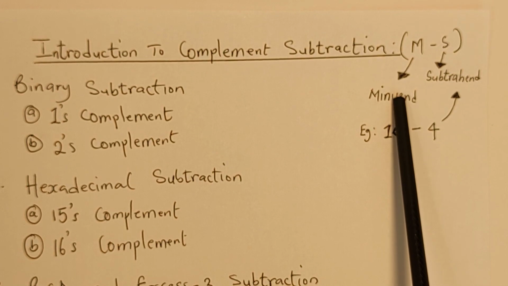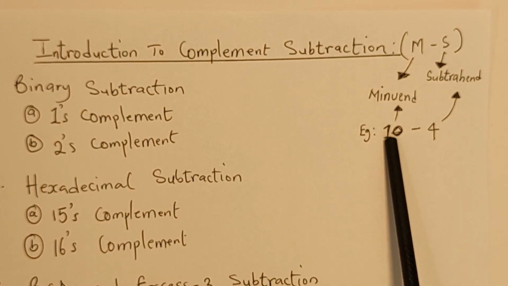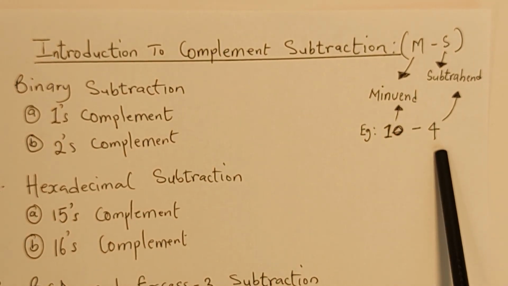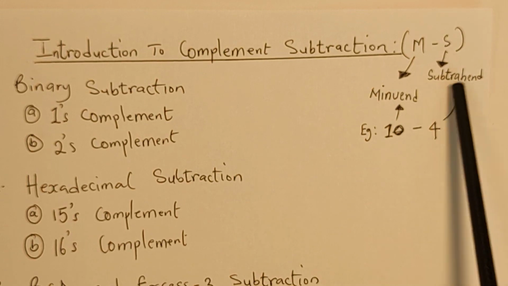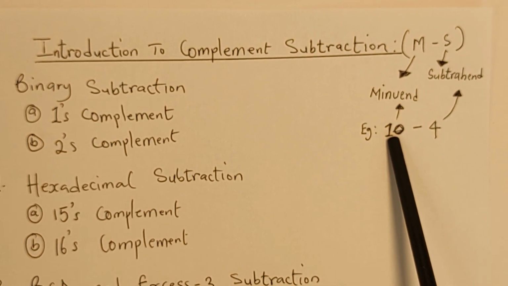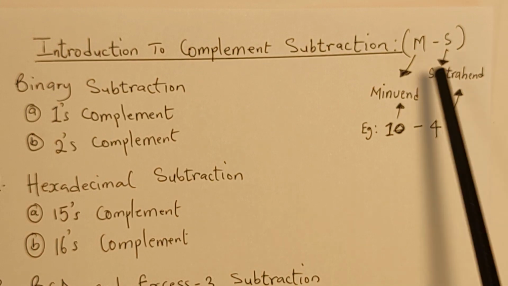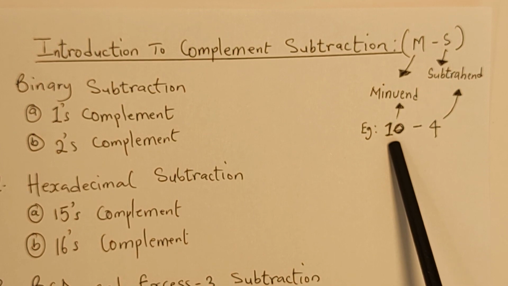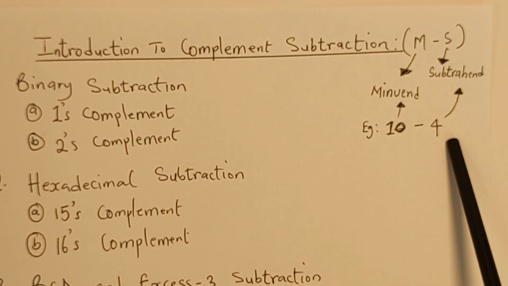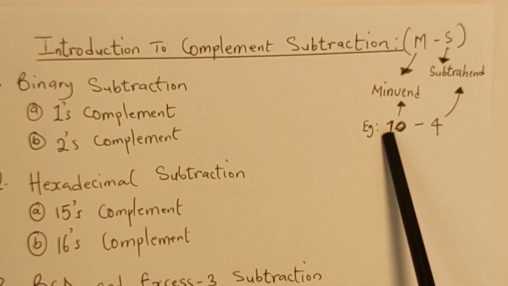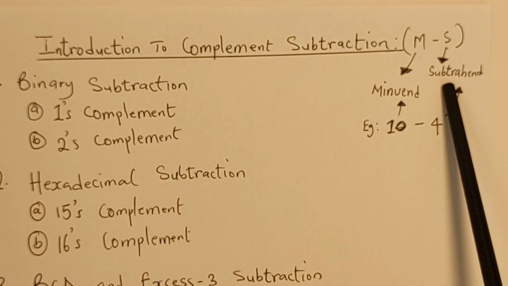Now 10 is the minuend. Why is it the minuend? Because this is the number from which we want to subtract another number. Alright, so 4 is the subtrahend. 4 is the number to be subtracted from a given number 10. So a number that needs to be subtracted from another number is called the subtrahend, while the minuend is the number that we need to subtract a number from. So 10 is the minuend and the subtrahend is 4.